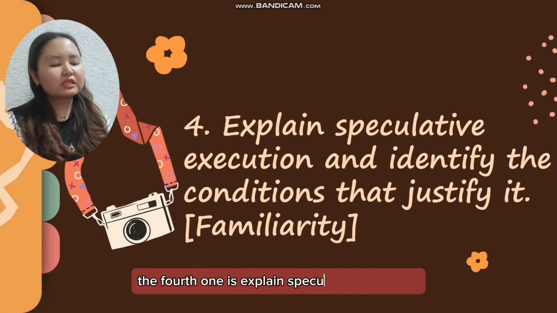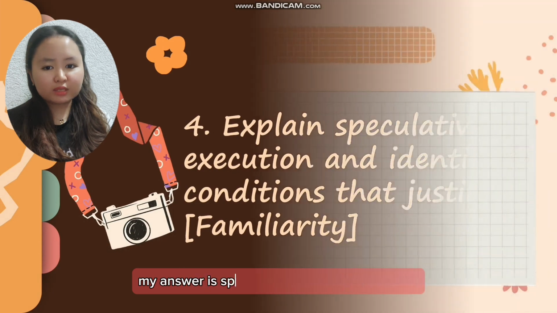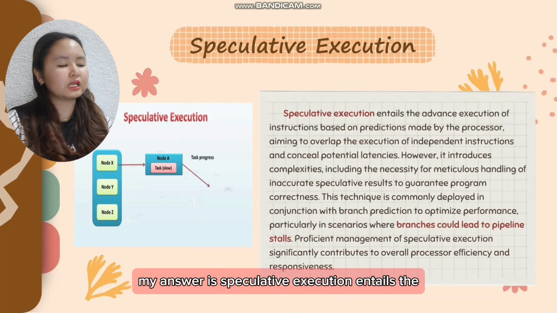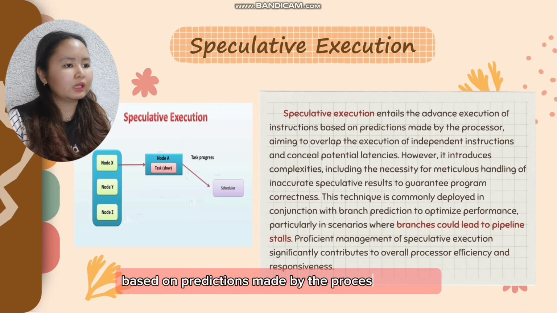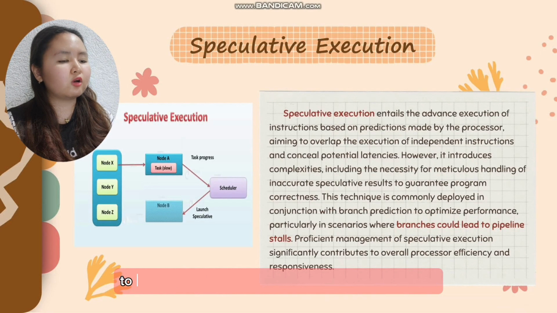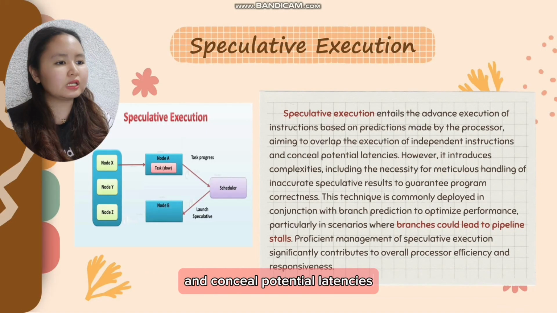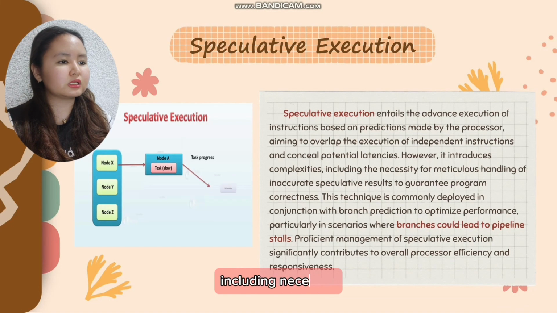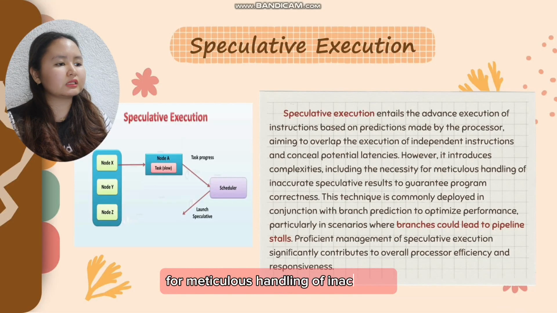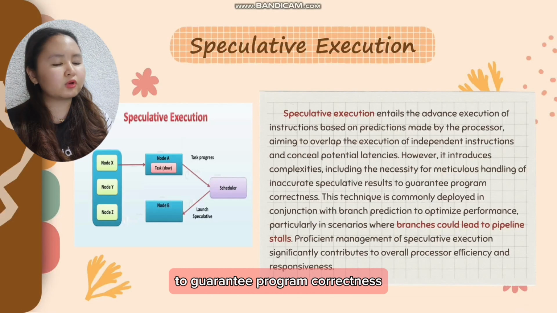The fourth one is explain speculative execution and identify the conditions that justify it. Familiarity. My answer is speculative execution entails the advanced execution of instructions based on predictions made by the processor, aiming to overlap the execution of independent instructions and conceal potential latencies. However, it introduces complexities, including the necessity for meticulous handling of inaccurate speculative results to guarantee program correctness.